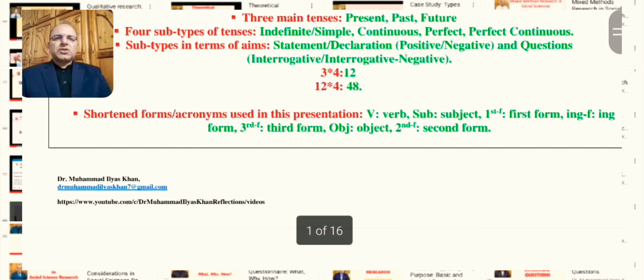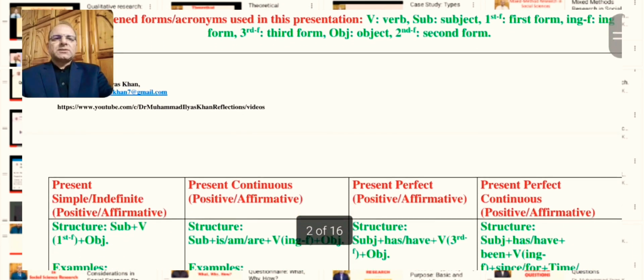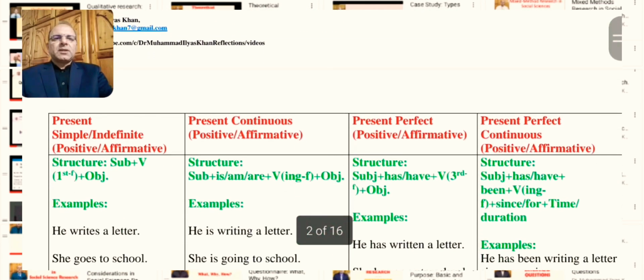Some of the shortened forms or acronyms that I used in this presentation include the following. So I have used V for verb, SUB for subject, and similarly all these other acronyms that you can see. We have made use of these acronyms or shortened forms in order to save space here. So let us begin with the general structure of the present tense.